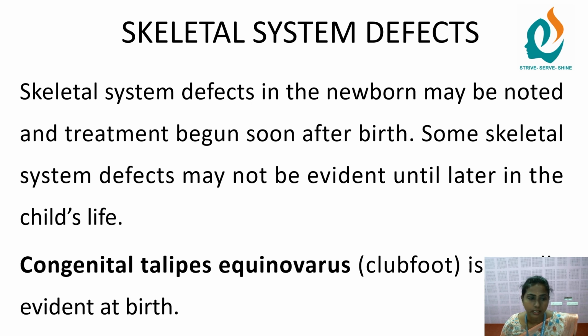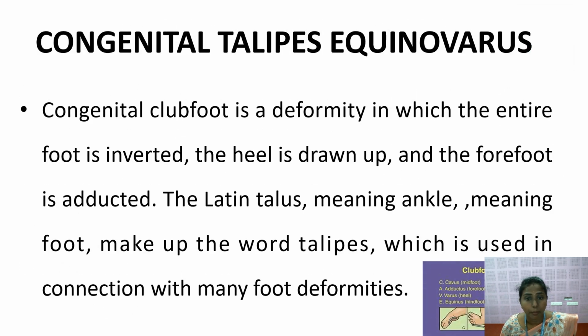Some skeletal system defects may not be evident until later in the child's life. That means when a baby is born, only after the baby has a delayed milestone will we come to know the baby has certain deformities. In that condition, Congenital Talipes Equinovarus, otherwise known as clubfoot, is usually evident at birth itself. So we'll see about Congenital Talipes Equinovarus in detail.